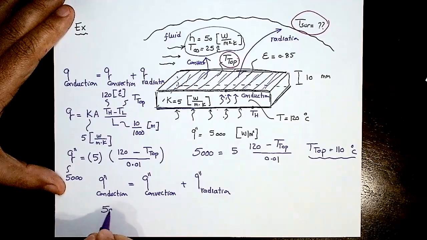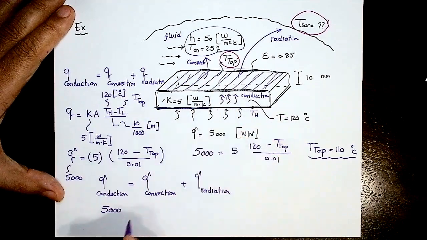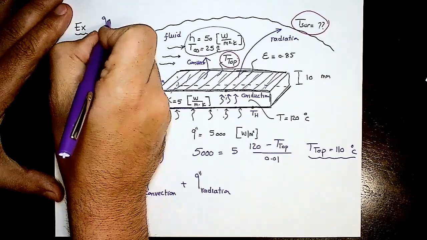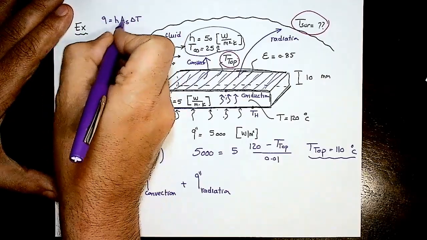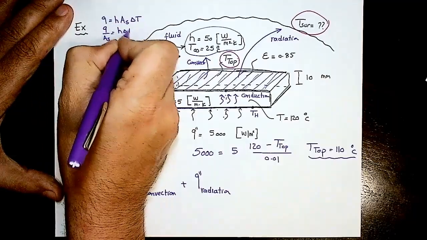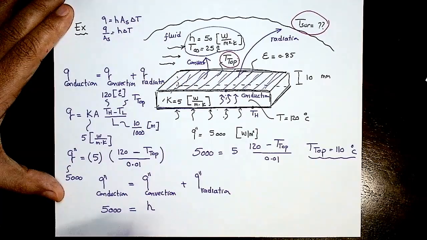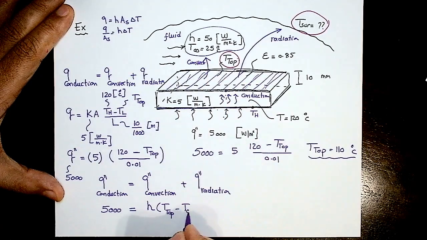This is the 5,000. That's the heat flux that's supplied, which is going to go by conduction. What's Q double dash convection? The equation is Q equal H times surface area times delta T. That's Q. I will divide by surface area. So Q by surface area will be H delta T. So I'm going to have this equal H delta T. Heat is going out, so that's going to be T top minus T infinity, plus radiation.